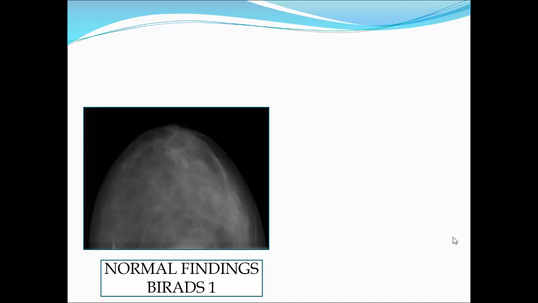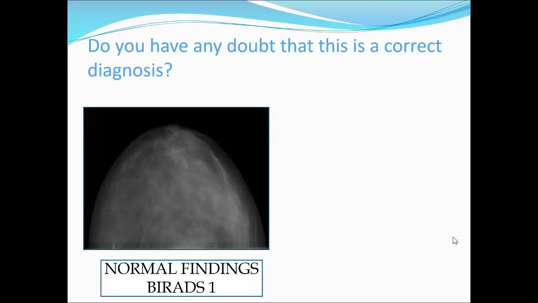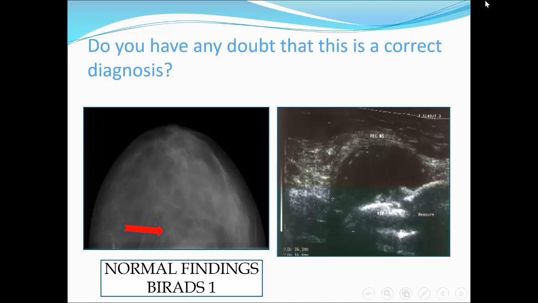This case was put as normal finding, BI-RADS 1, but her problem is that she has a mass. She's coming with a firm mass in the breast. And then there is very subtle asymmetrical density here, replacing the surrounding retromammary fat. And on doing ultrasound, there is a rib distortion here, and there is associated cold abscess, Pott's disease of the ribs.